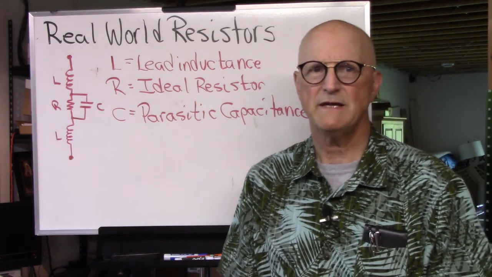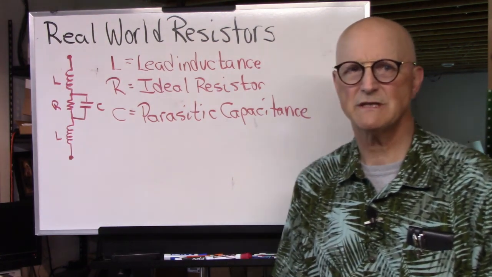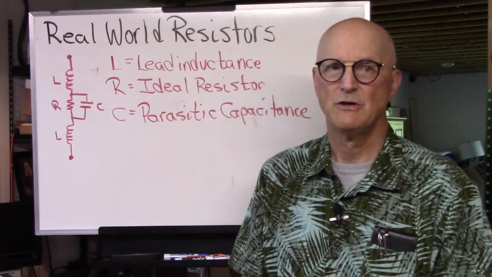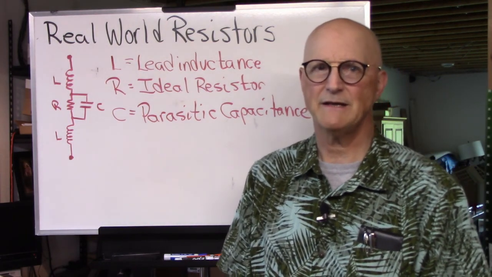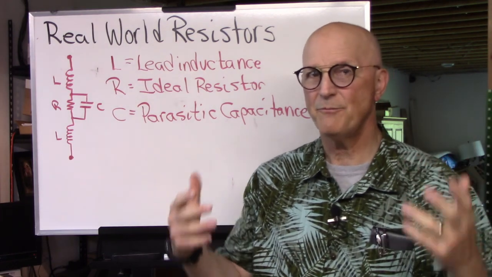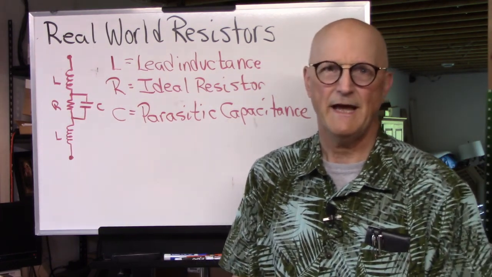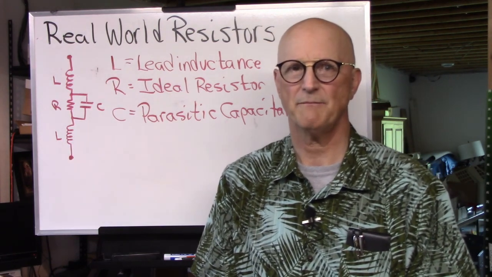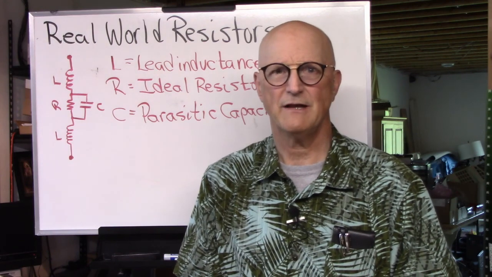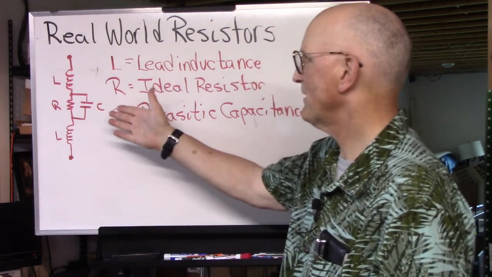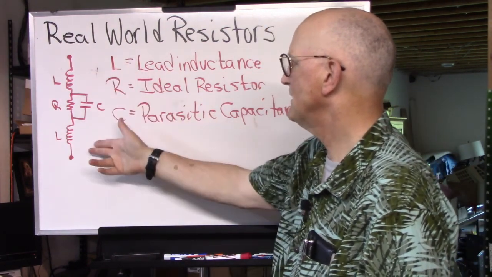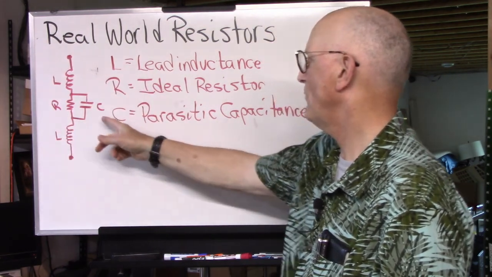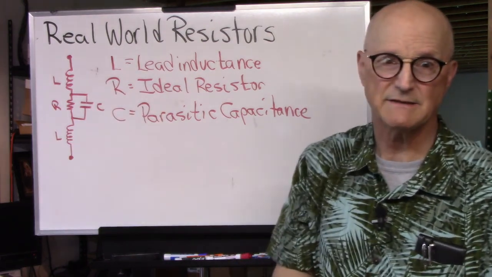Furthermore, we have these conductive connections to the resistor connected to the semi-insulator of the resistor. Two conductors separated by an insulator constitutes a capacitor. Thus, every resistor has some sort of capacitance associated with it. We roll this all together in the resistor model, which looks something like this. We have the lead inductances, we have the ideal resistor, and then we have the parasitic capacitance.